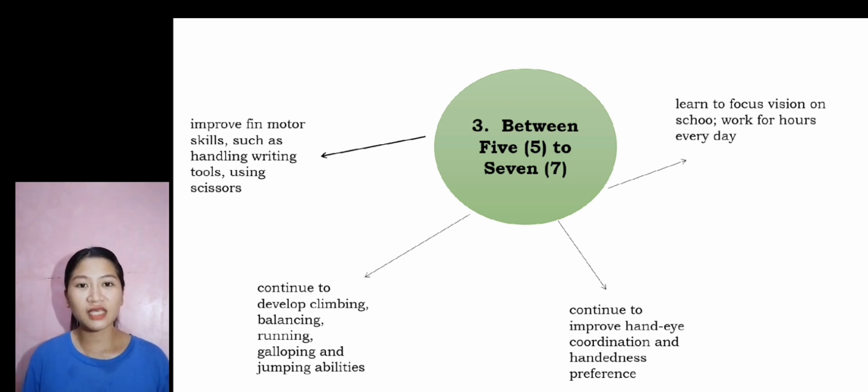The last stage of hand-eye coordination is between 5 to 7 years old. Here are the following steps on how children grow. The first is they can improve fine motor skills such as handling writing tools and using scissors. The second one is that they are able to continue to develop climbing, balancing, running, galloping, and jumping abilities. The next one is they can continue to improve hand-eye coordination and handedness preference. The last is they learn to focus their vision on school work for hours every day.